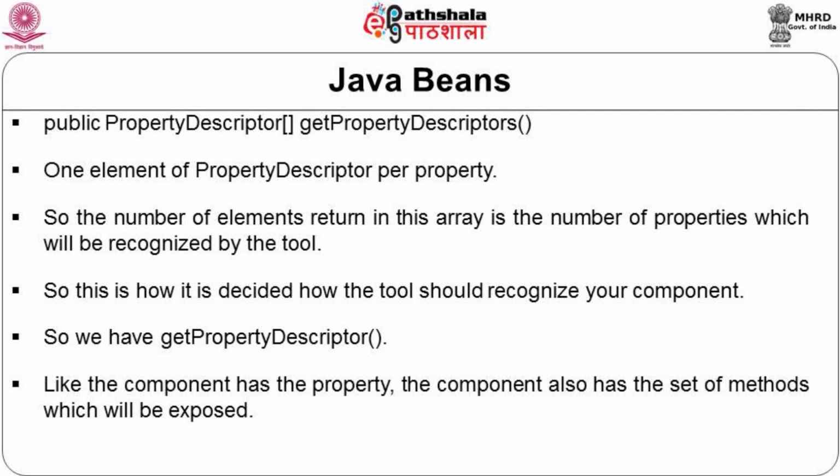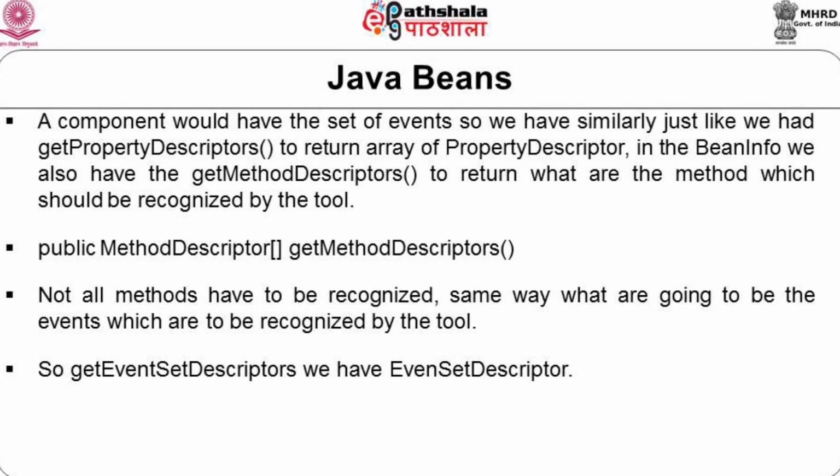Just like a component has a set of properties, a component also has a set of methods which will be exposed, and a set of events. So, similarly, just like we had the method getPropertyDescriptors to return an array of PropertyDescriptor in the BeanInfo, we also have getMethodDescriptors to return what are the methods which should be recognized by the tool. Not all methods may have to be recognized. Same way, what are going to be the events which are to be recognized by the tool. So, we have getEventSetDescriptors, returning EventSetDescriptors.